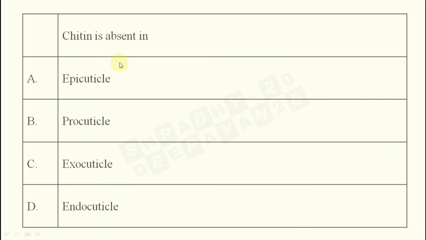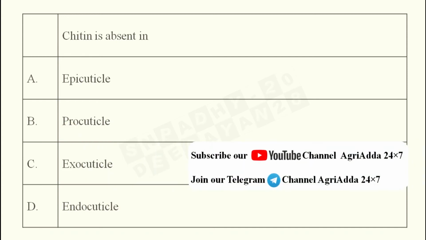You see in epicuticle what happens? Chitin won't be there. So the answer will be option A, where chitin is absent. In exocuticle, endocuticle, combinedly procuticle, chitin will be present. Very, very important, generally comes in the exam.